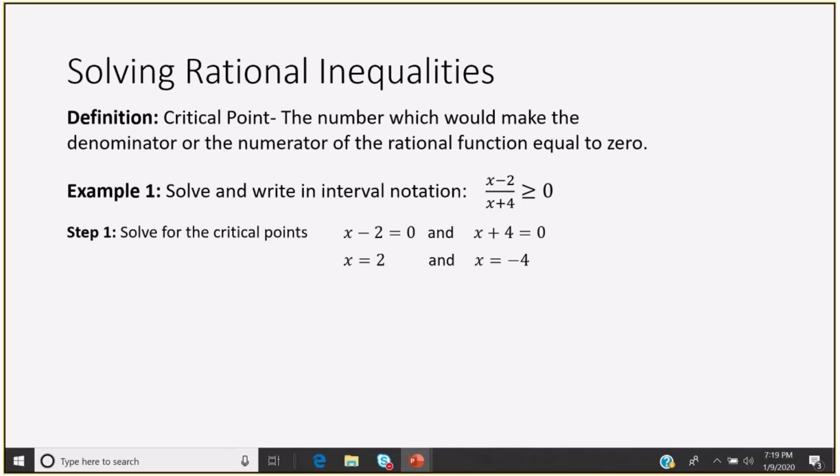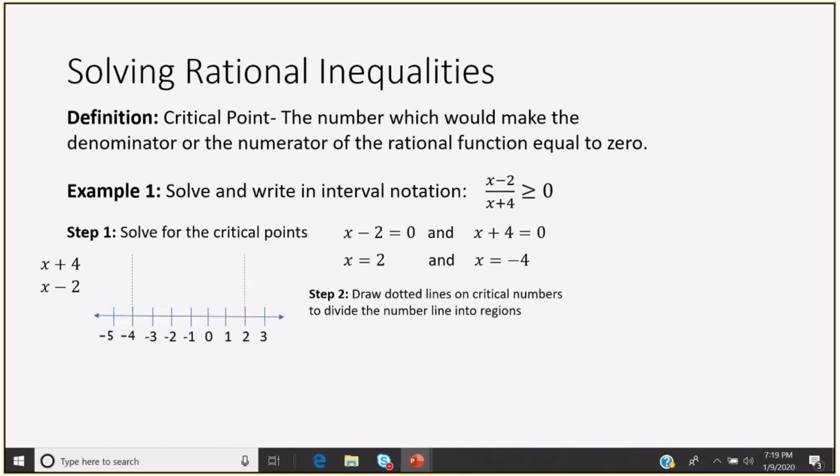Now, since we're dealing with an inequality, we're going to pull out that number line again and see what this will look like. On this number line, I'm going to set my two factors to the left side, and I'm going to put dotted lines on my critical numbers. Those are going to divide things into regions. A critical number, and this is true in calculus as well, is where things are going to change or things are going to happen. So we're going to determine what happens in between those and outside of those points, because we know at those dotted lines things are going to change.